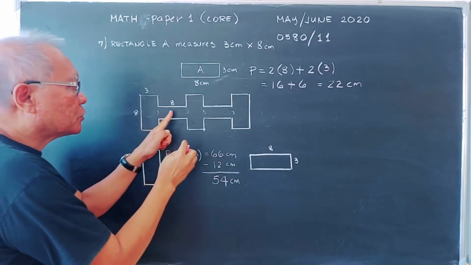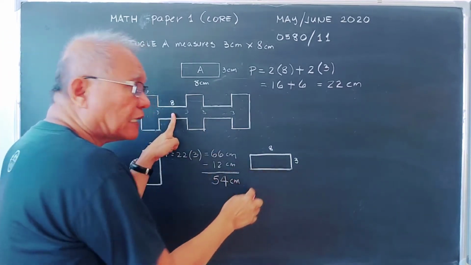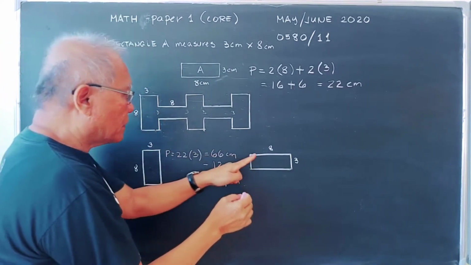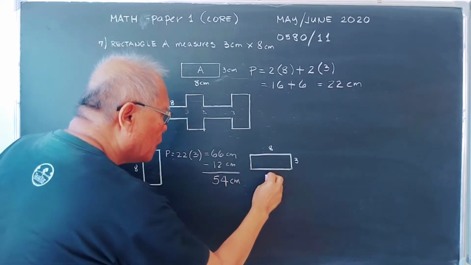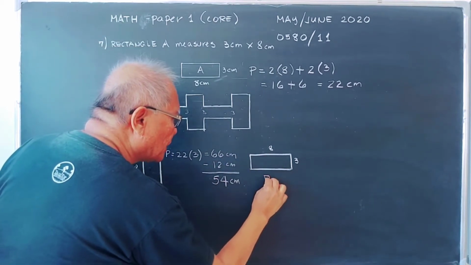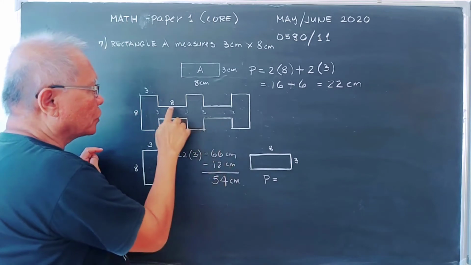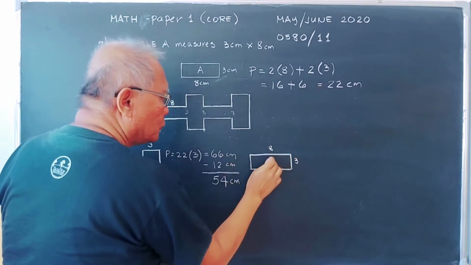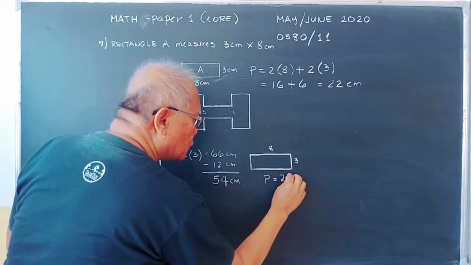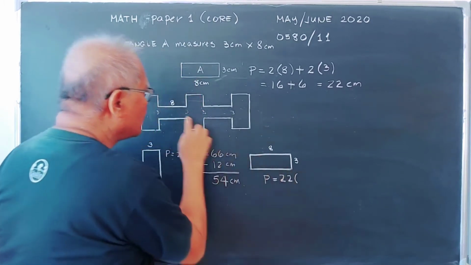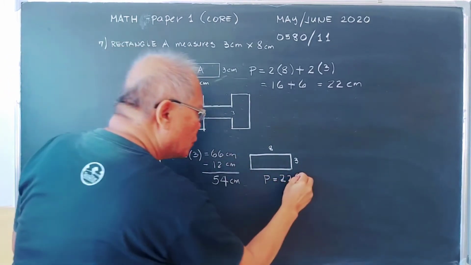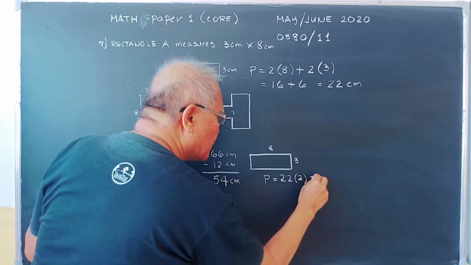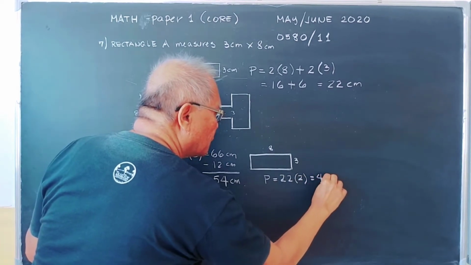What about the two rectangles lying on their side? Here we have 2. So let us get the perimeter of the 2, because we have 1 and 2. The perimeter is 22 for one rectangle, so we have 22 times 2, which is equal to 44 centimeters.